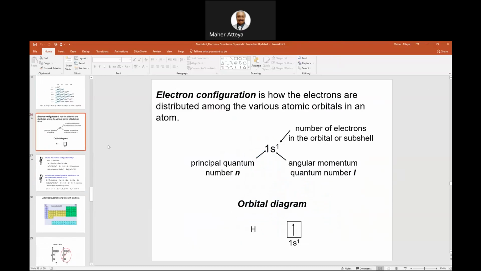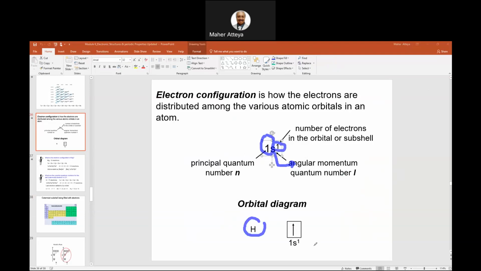So what's this designation? This is the first quantum number, the period number, or number of the principal. This is period number 1. And the s gives the shape, the angular quantum number; the shape is s, sphere, correct? And 1 is the number of electrons. So this is for hydrogen. Hydrogen has only 1 electron, correct? So it will have 1s1.